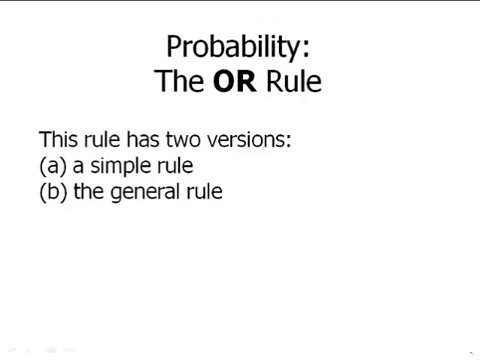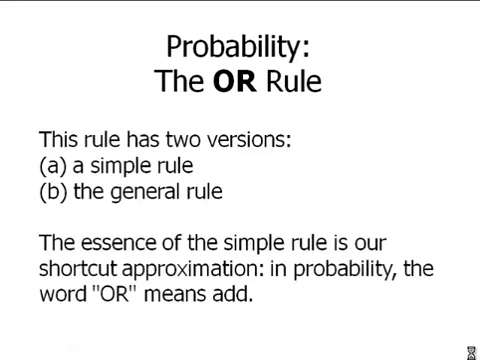Now that we've talked about the idea of mutually exclusive, we're ready to talk about one of the major rules, the OR rule. And this rule has two versions, a simple rule and a general rule. The first thing I'll say is that the simple rule, the essence of the simple rule, is our shortcut approximation. In probability, the word OR simply means add.